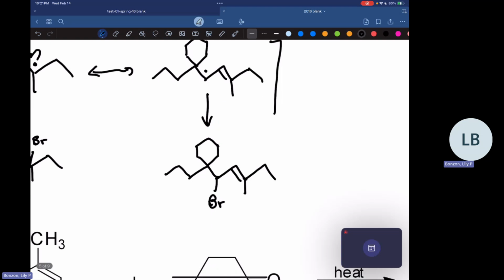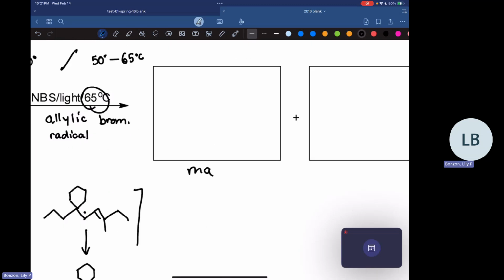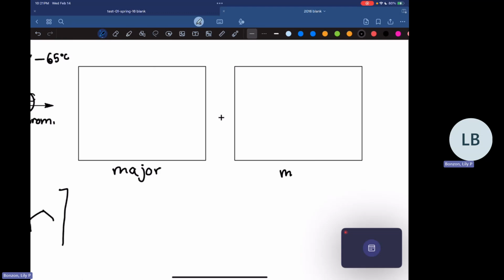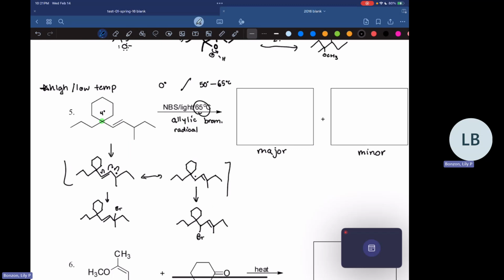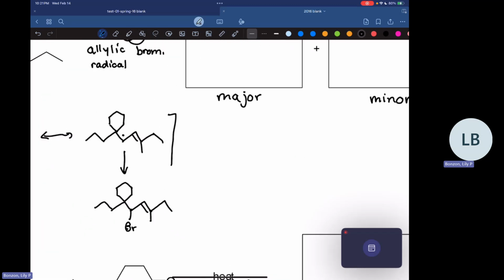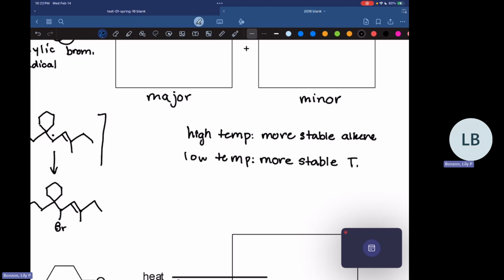All right. So now that we have our two options, it's not on my paper for some reason, but we're going to have a major and minor product. And so this is going to depend on the temperature that you're given. So for high temp, the major product that forms is going to be the more stable alkene. And for low temp, if you were given 0 degrees Celsius, for example, the major product would be the reaction with the more stable transition state.